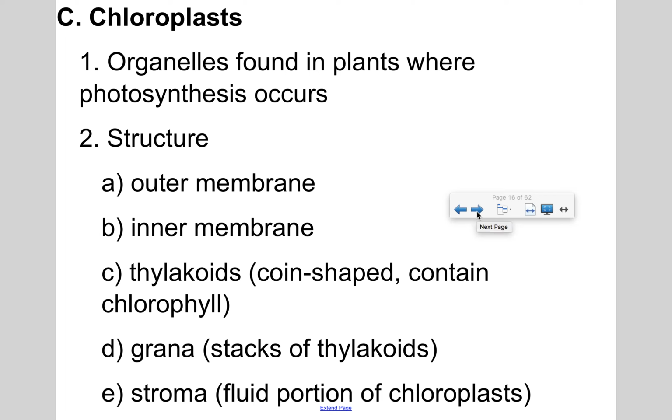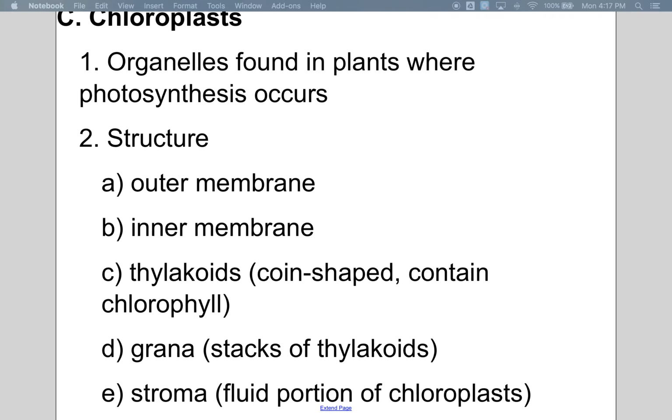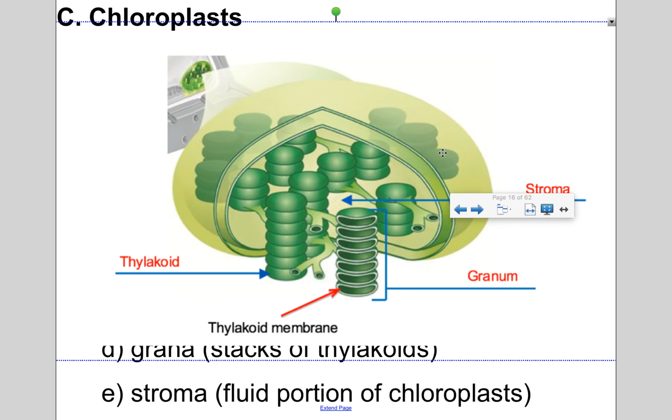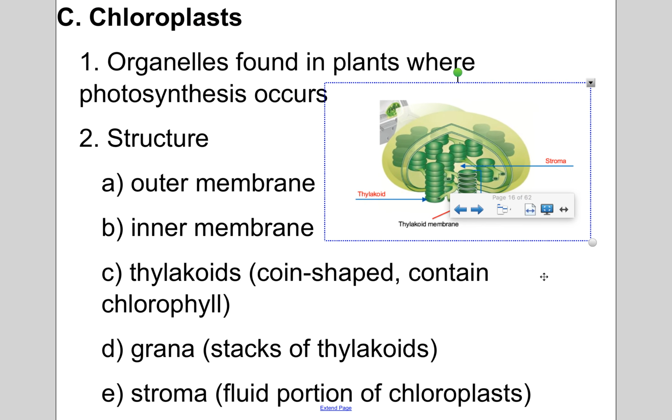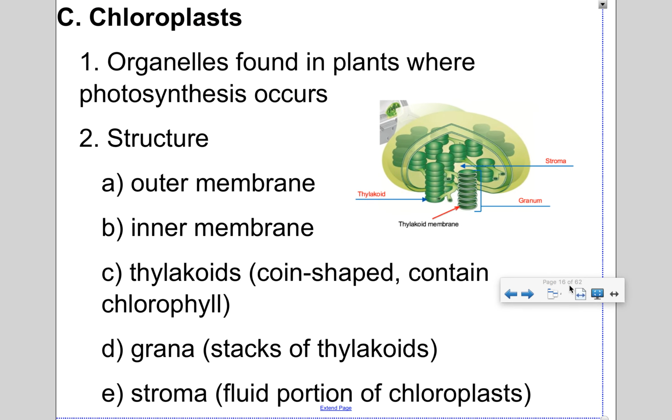So I think on the next slide here, actually, you know what? I think I can just paste a picture here for you and zoom in. All right, so here we go. This is the chloroplast. This is our outer membrane, the inner membrane, the thylakoid, these coin-shaped areas where chlorophyll is contained. And when you have a whole bunch of thylakoids stacked on top of each other, we call it a granum. And then outside of the thylakoids, this fluid that's in between the inner membrane and the thylakoids, we call the stroma.